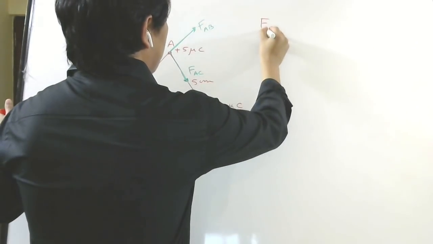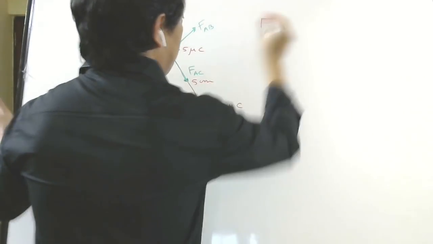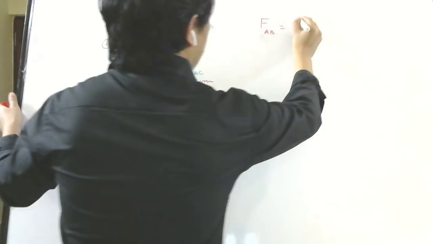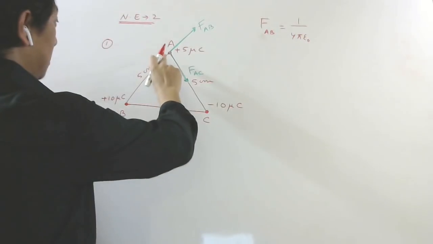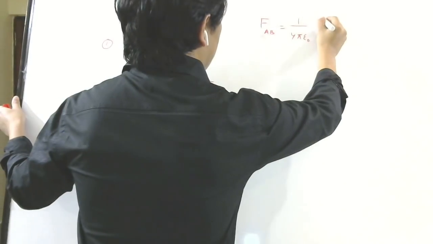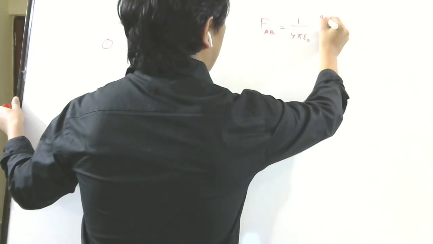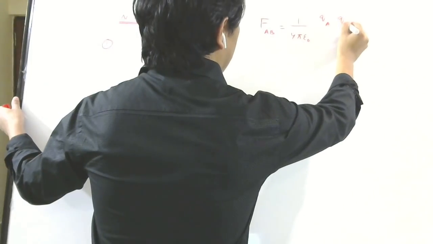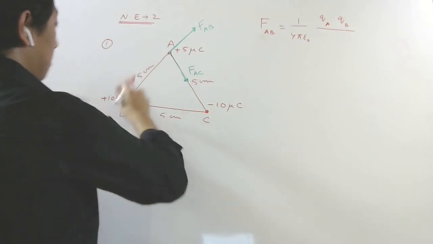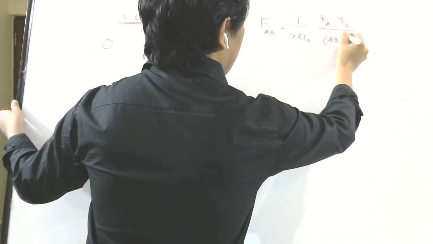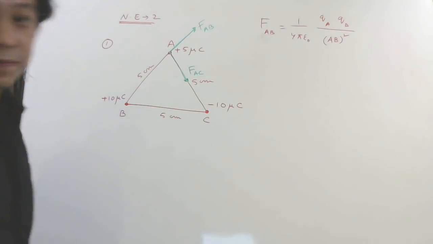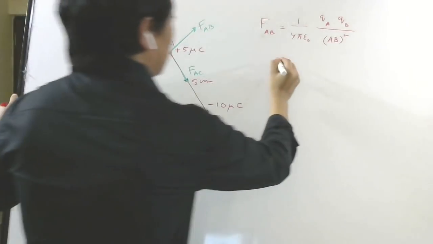So force on A by B. Okay. So 1 by 4 pi epsilon naught, charge at A, charge at B divided by the distance between A and B. I can directly write AB whole square, right? AB is this distance, r square. Now let us put values.